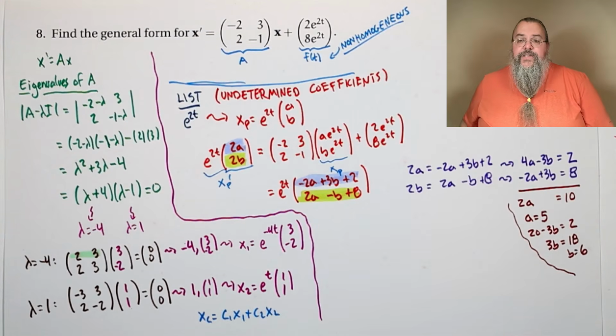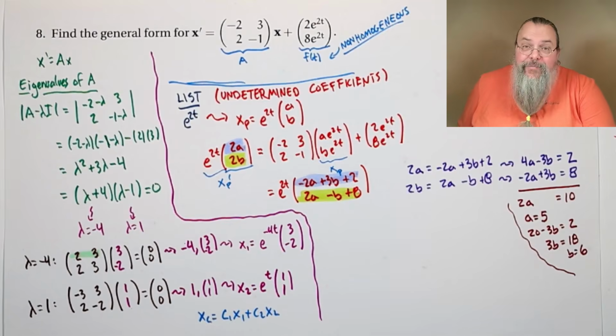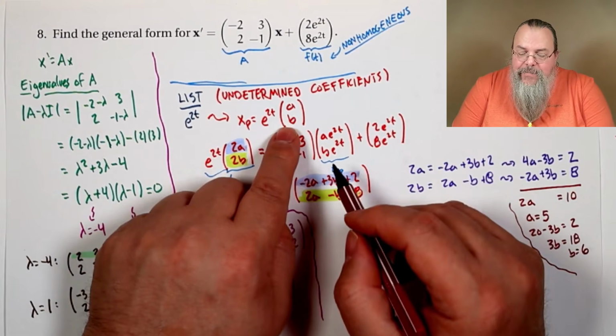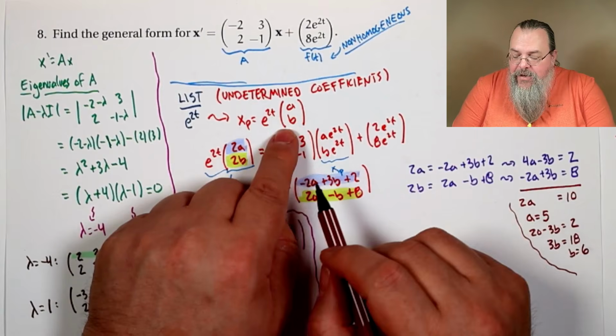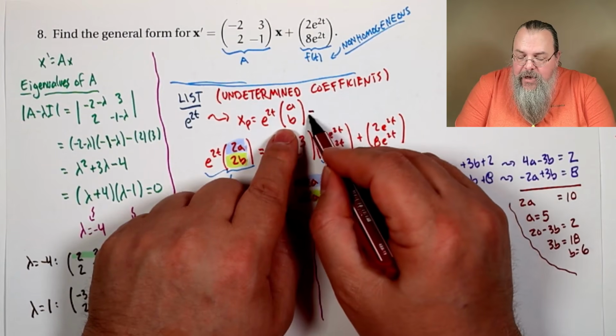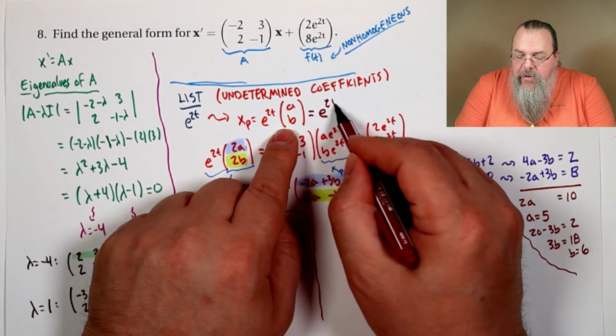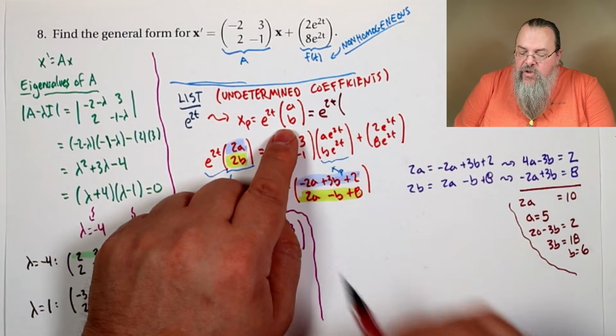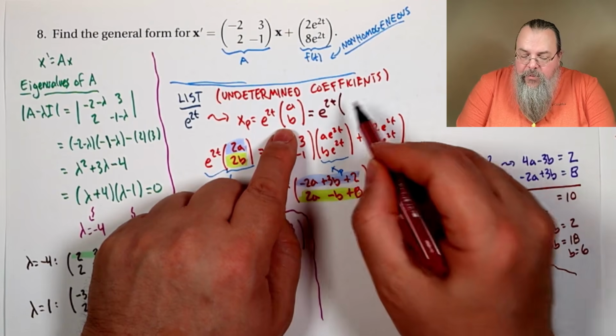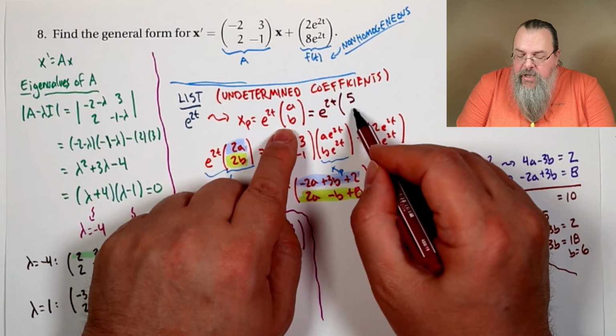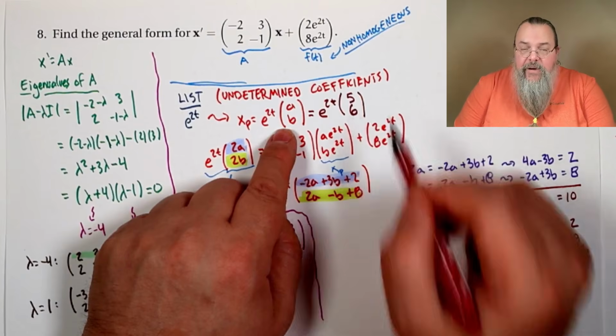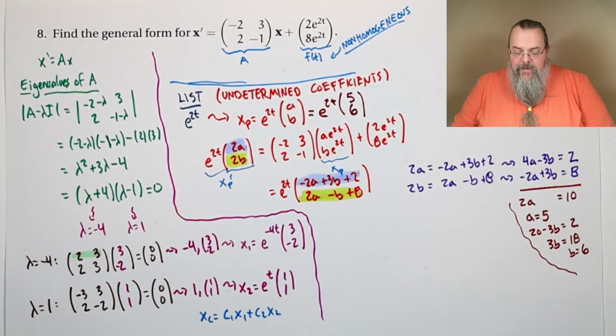So what does that tell us? It tells us what A and B are. Now, why do we care about A and B? Because that shows up in our XP. So updating, this means we have e to the 2t times A equals 5, and B equals 6. So, 5, 6.